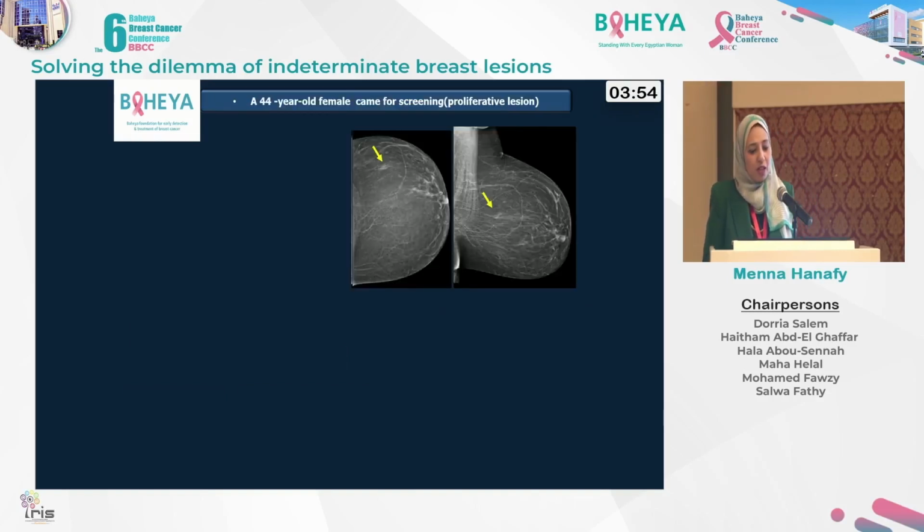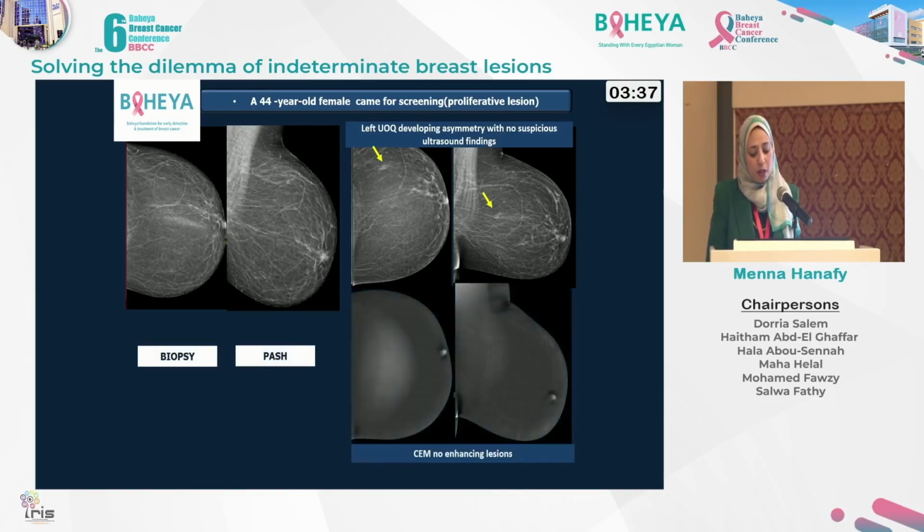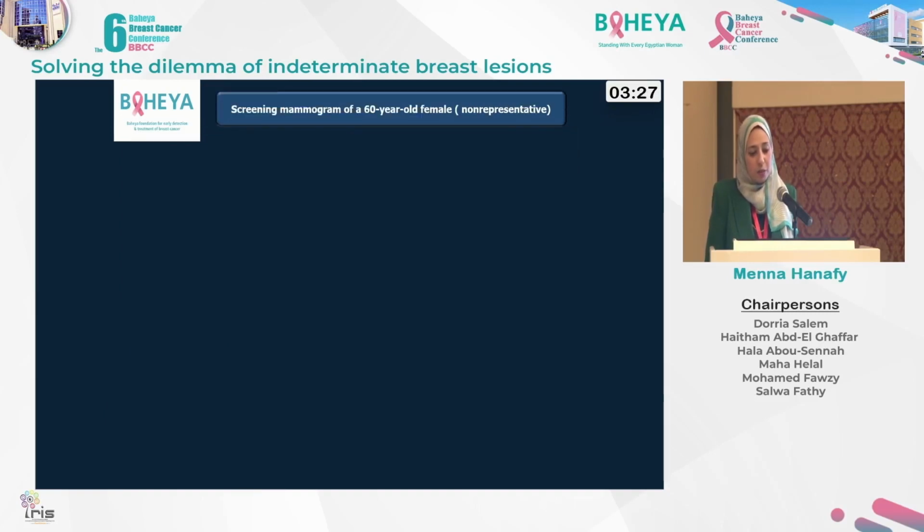A 44-year-old female came for screening. Her mammography revealed, compared to previous studies, a left upper outer quadrant developing asymmetry with no suspicious ultrasound findings. Stereotactic biopsy was performed, revealing PASH. Contrast-enhanced mammography showed no enhancing lesions. Here, biopsy results were concordant with the ultrasound and contrast-enhanced mammography findings.